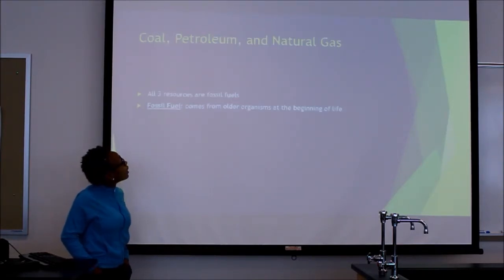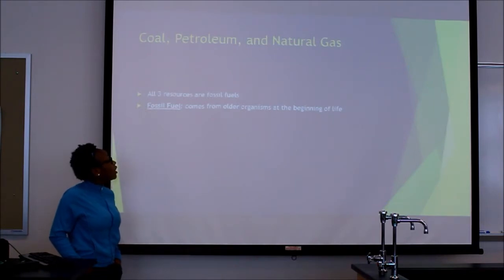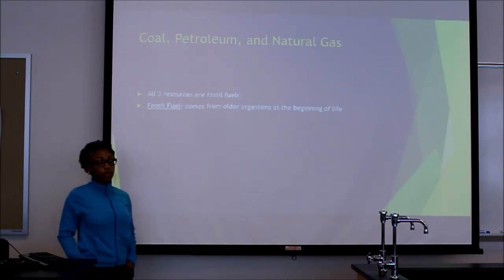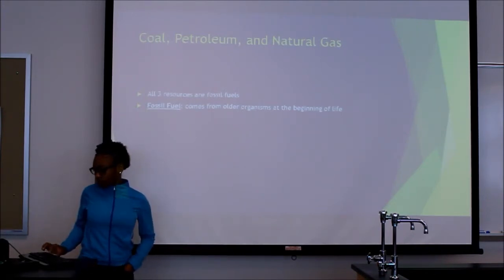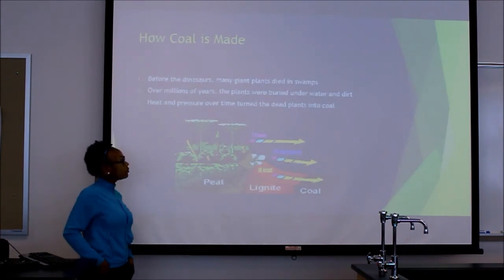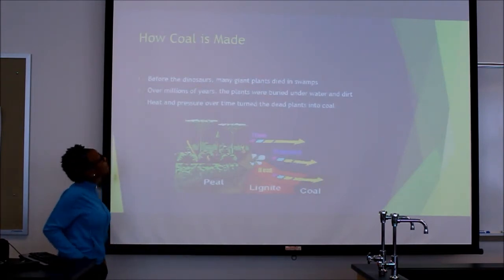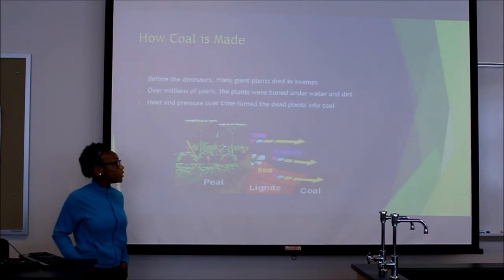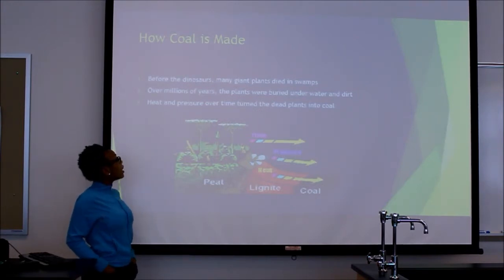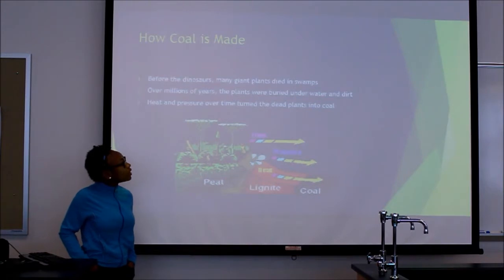Coal, petroleum, and natural gas are all fossil fuels, and fossil fuels come from older organisms at the beginning of life. How coal is made: before the dinosaurs, many giant plants died in swamps. Over millions of years, the plants were buried under water and dirt. Heat and pressure over time turned the dead plants into coal.